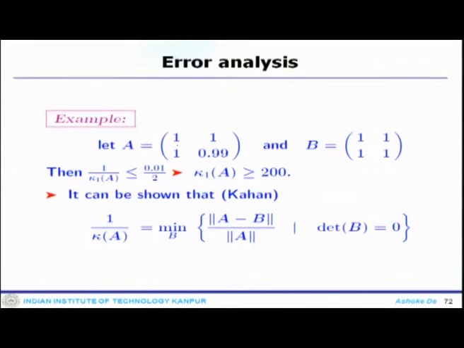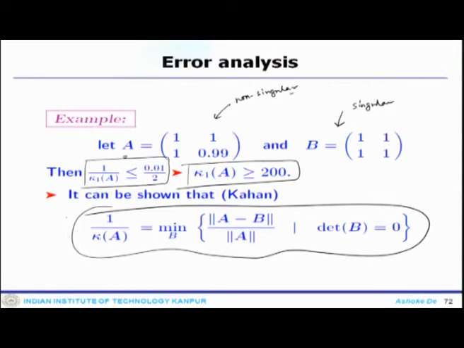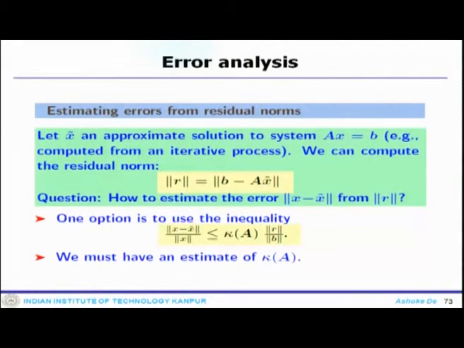Again, you take an example. Let us say A equals [1 1; 1 1.99] and B has [1 1; 1 0]. In this case it is singular, and the other is a non-singular system. Then one has to show that 1 by condition number is less than that, or rather the condition number of A is greater than or equal to 200. So, you can show that this is the minimum of this and find out those numbers.